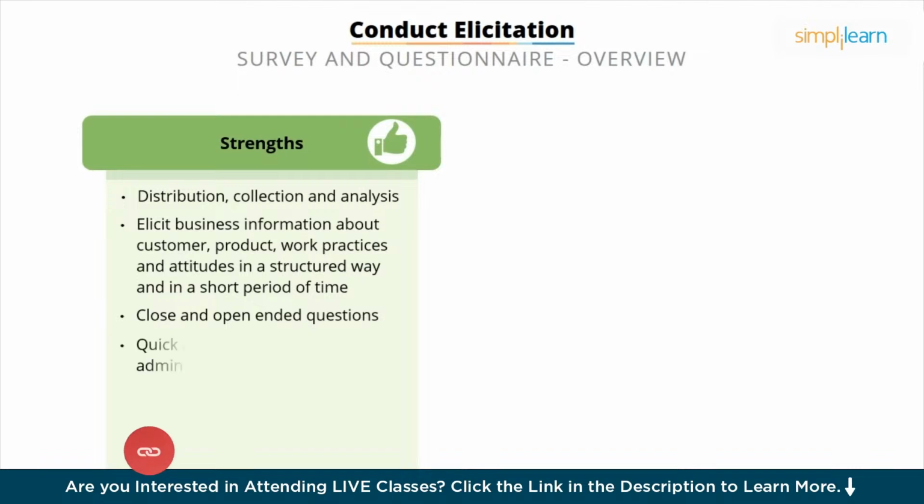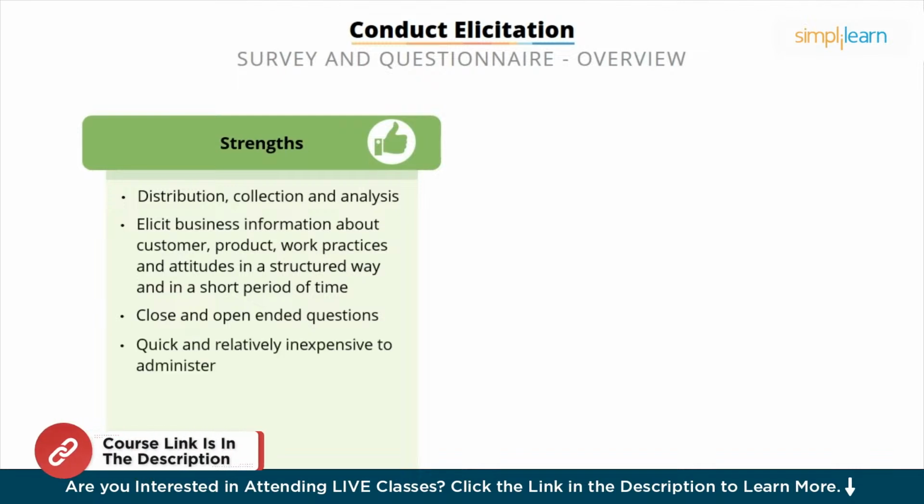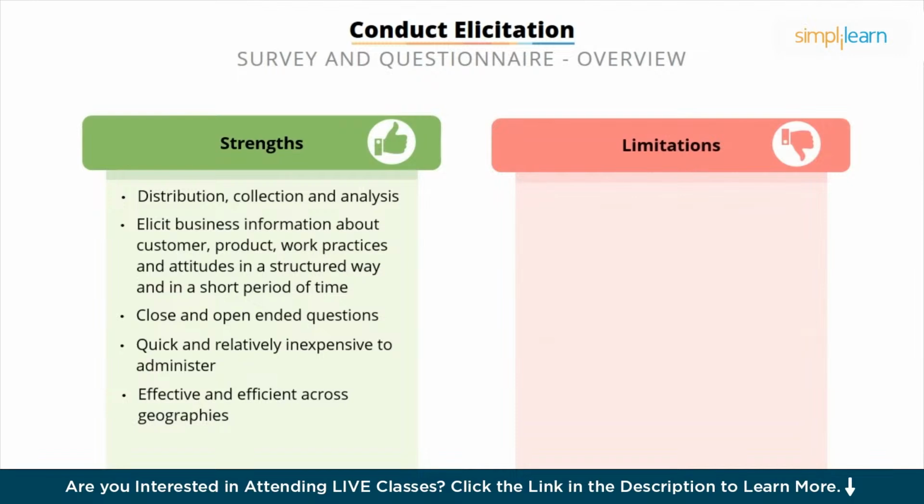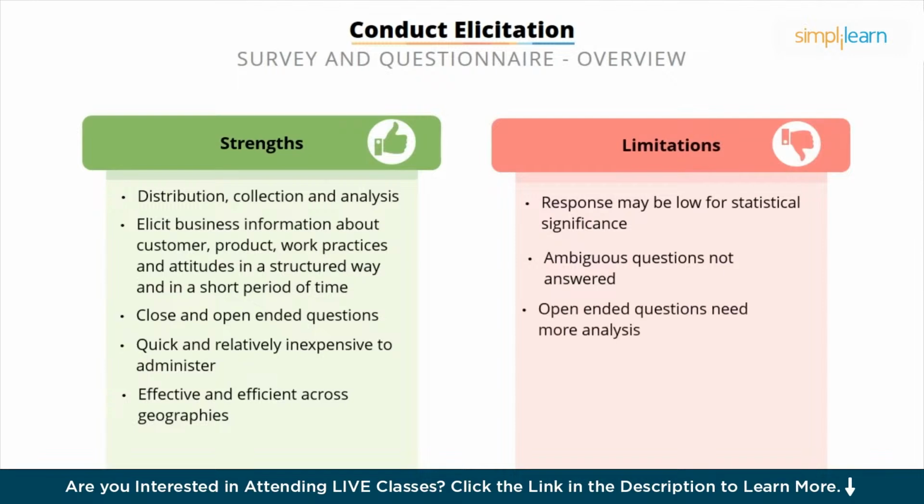This technique is quick and relatively inexpensive to administer. It is effective and efficient when the stakeholders are geographically dispersed. There are some limitations. The response rates may be too low for statistical significance. The ambiguous questions may be left unanswered or answered incorrectly. The use of open-ended questions requires more analysis.